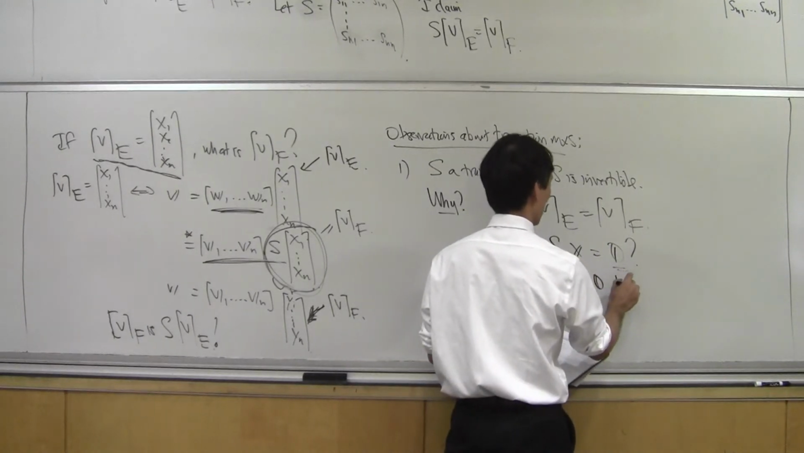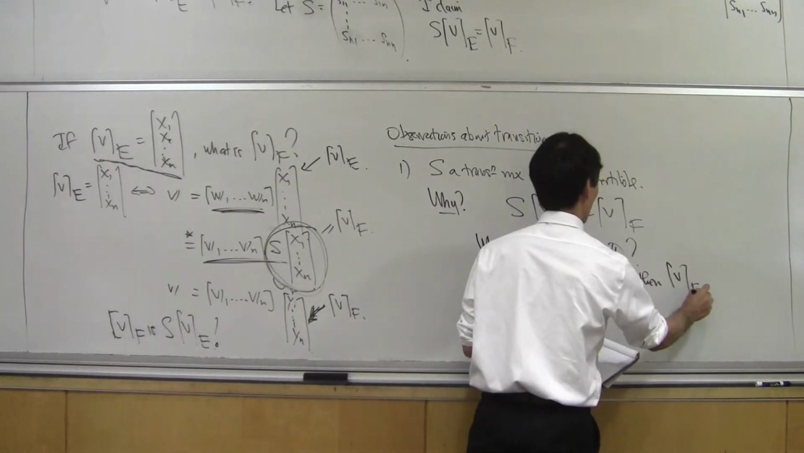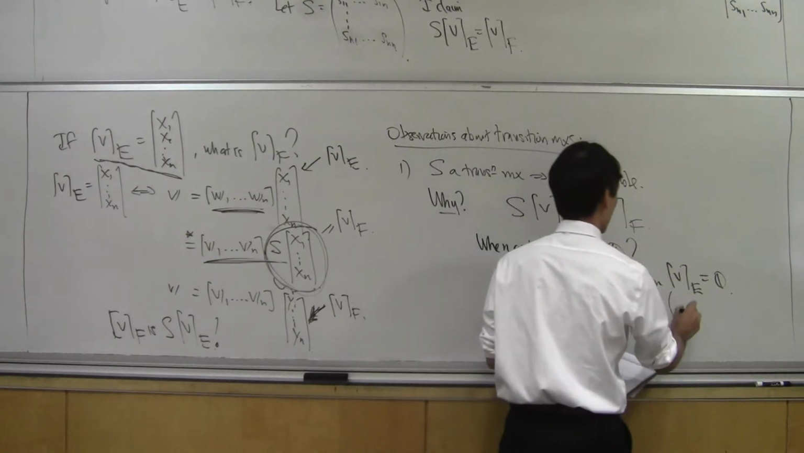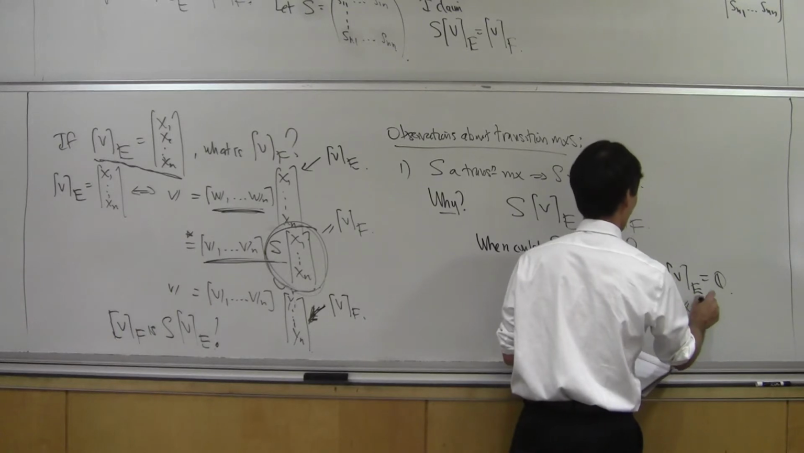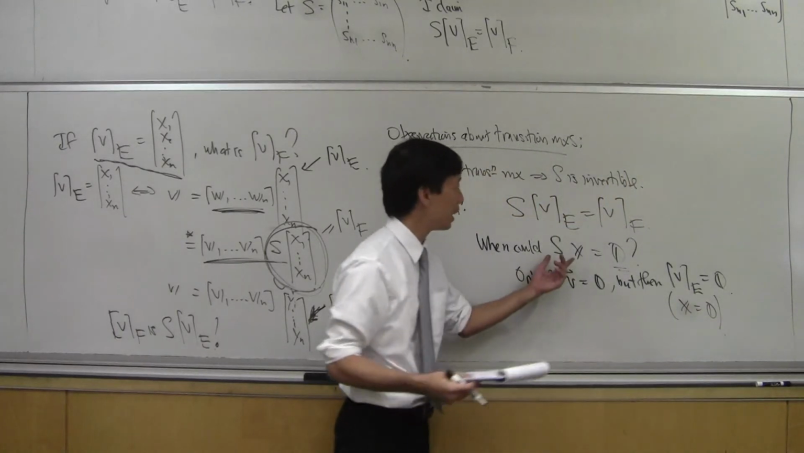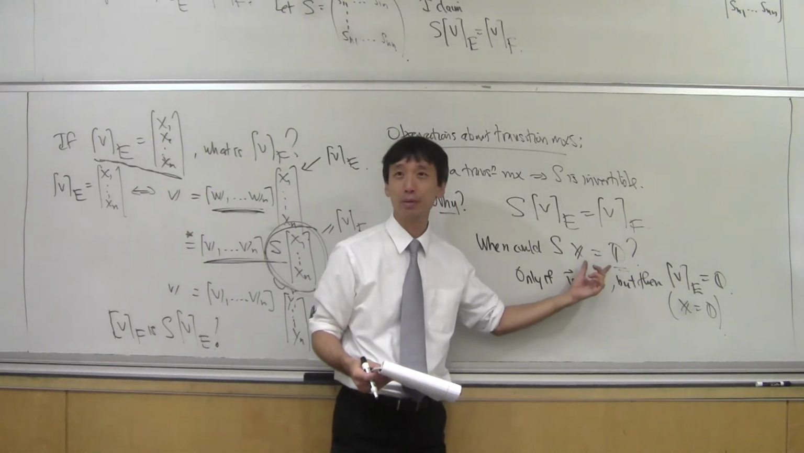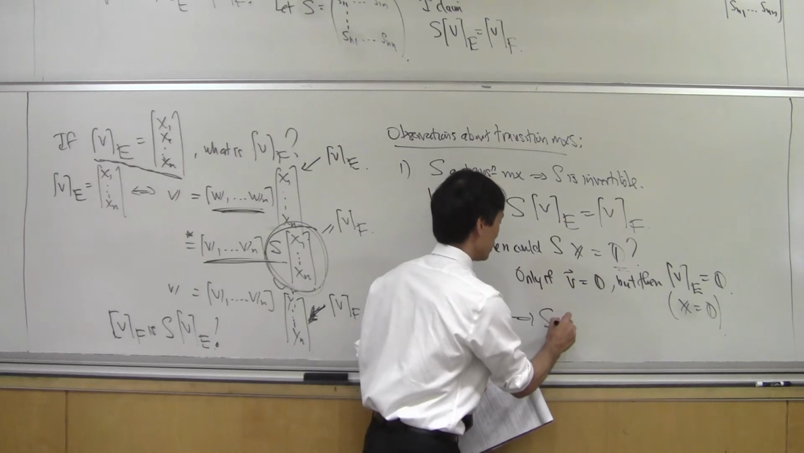But then VE must also be the 0 vector, right? In other words, X would have to be the 0 vector, right? So the only time S of X is 0 is if X is 0. In other words, S is invertible.